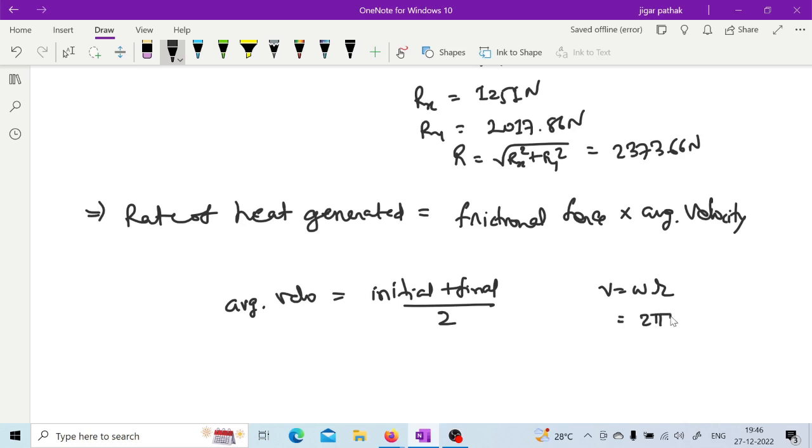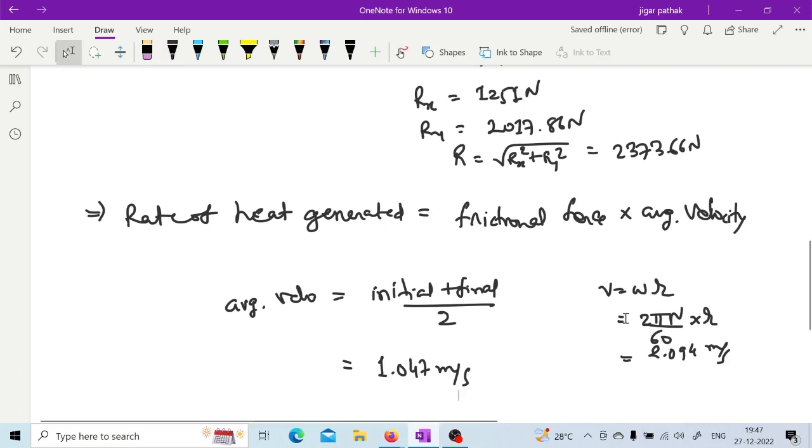So basically that velocity is nothing but omega into r, right? So omega is 2 pi N by 60 into r, whatever is given. N is given as 100 and r is 0.2, correct? Yes, sir. So from this, 2.094 meter per second, correct? So it will come as 1.047 meter per second.